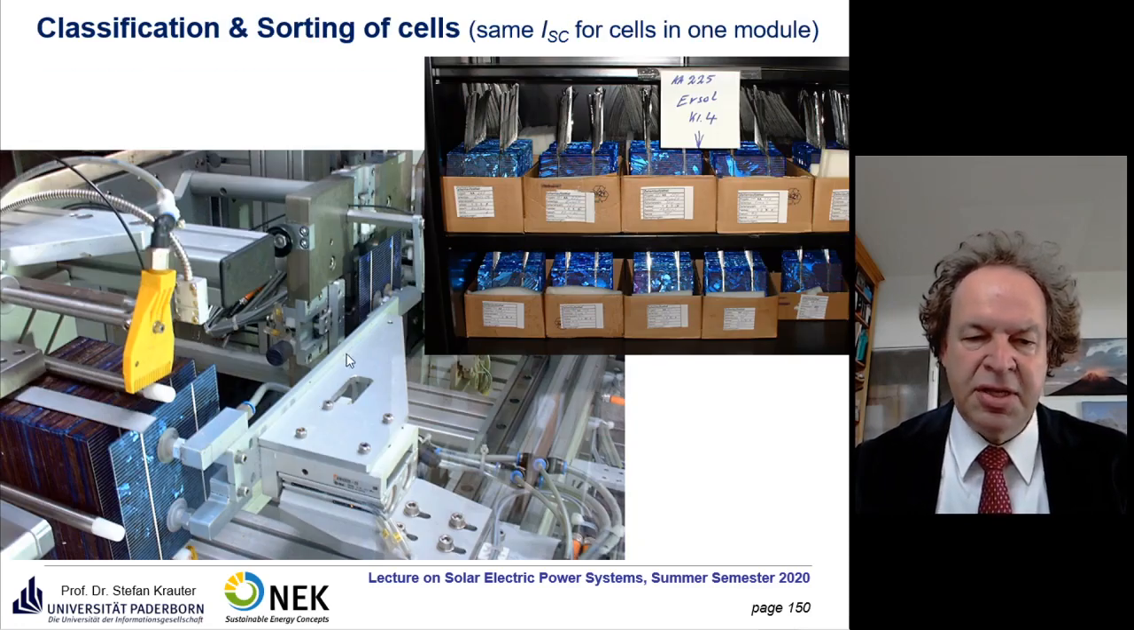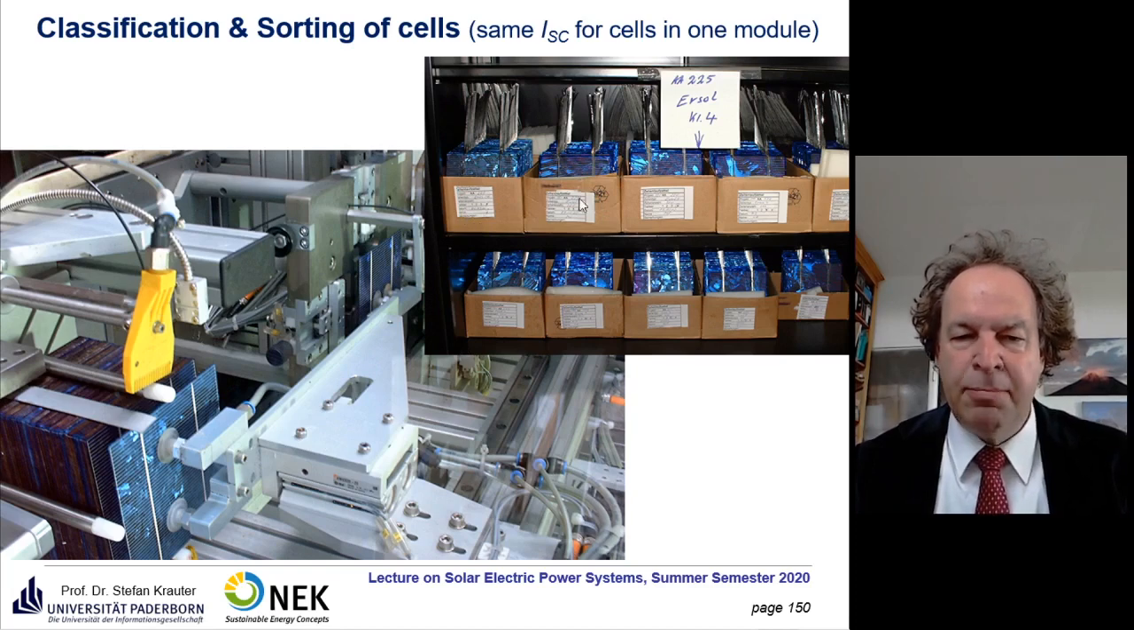Here you see just the cells, as I mentioned already. They are sorted into different boxes to put together into single modules, because they should always have, not the same power, but at least the same current, because the entire current goes through each cell, and if you have cells with different currents, they may block the performance of the entire module.